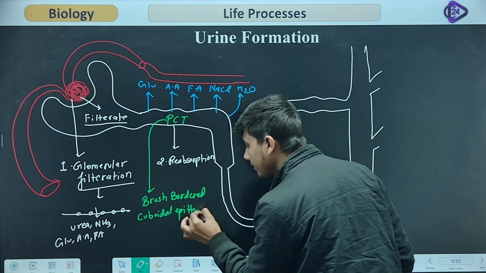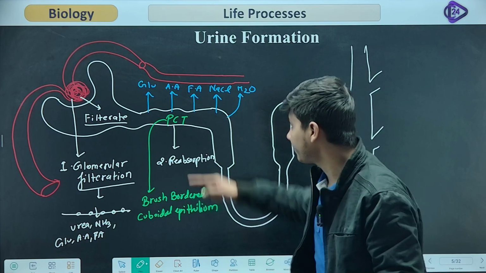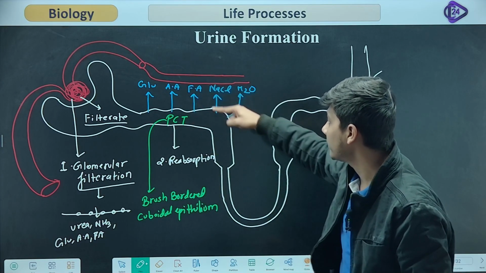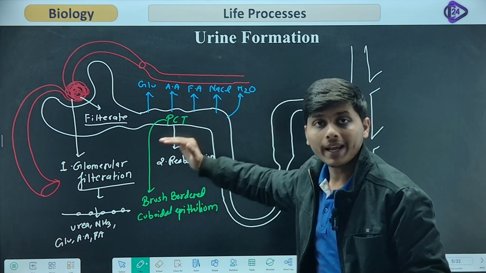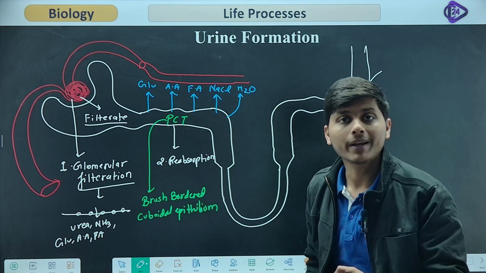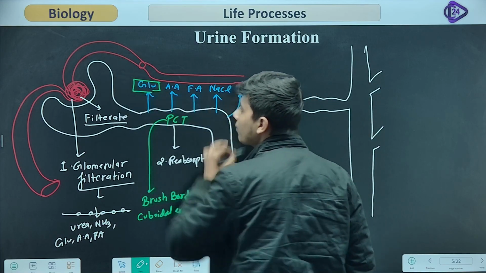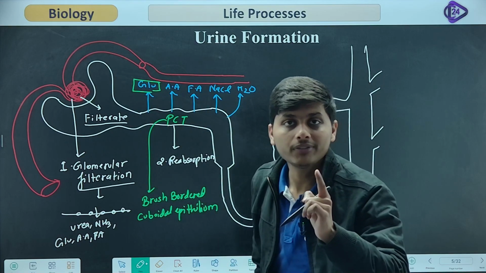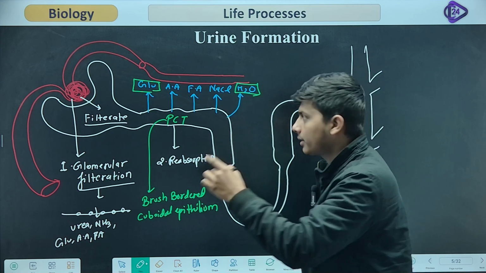And due to this, the maximum reabsorption occurs in the PCT: glucose, amino acids, fatty acids, NaCl, H2O. Some of these are reabsorbed actively and some passively. You have to learn about only these. The reabsorption of glucose is an active process. The reabsorption of water is a passive process.